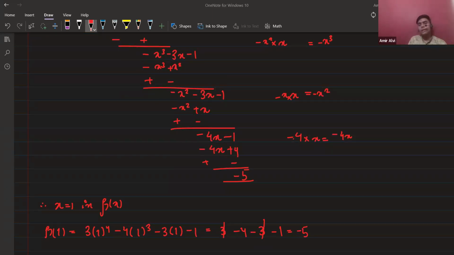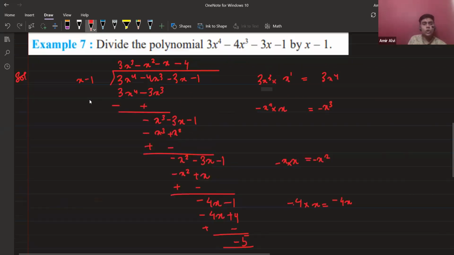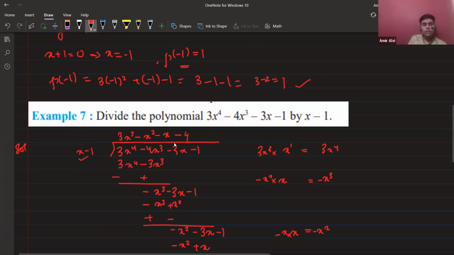Clear? Now tell me, we have done the thing right? Yes or no? Sure? Which means that x equals to 1 is the zero of this polynomial. X minus 1 is a polynomial or not? Linear polynomial, I've told you, because power is 1, na? Yes, sir. Abdul and Simrat, clear? Any doubt in this? No. Okay. So that's how the remainder theorem works. Is that clear, Abdul and Simrat?